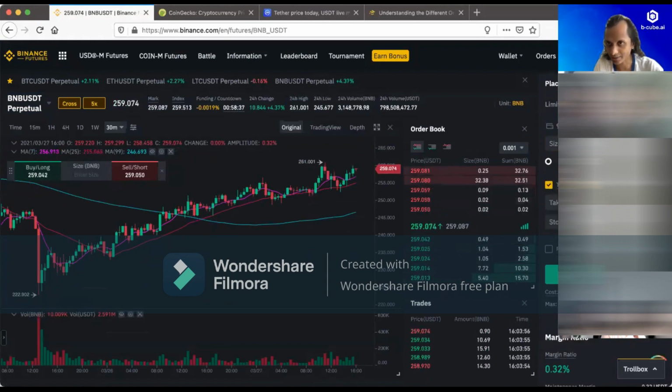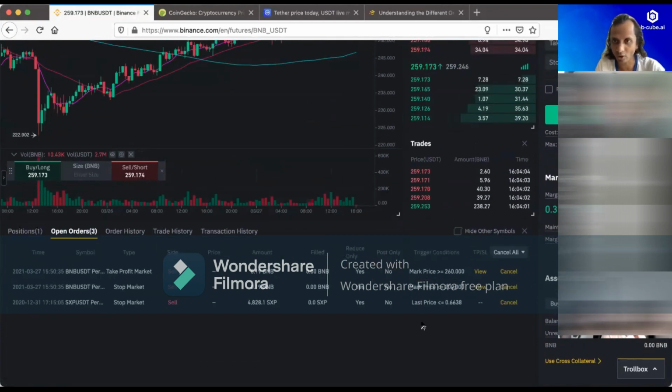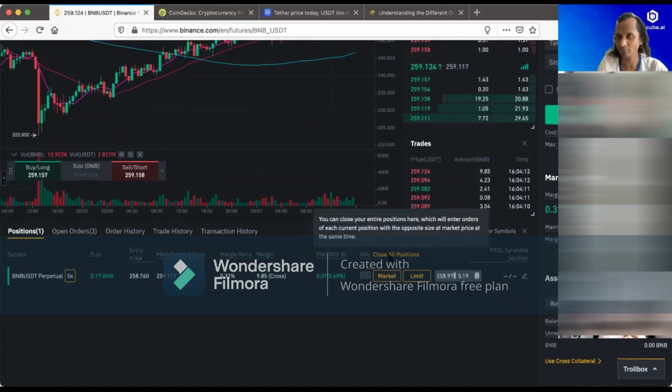But since I selected this now, there is something open here. If you go to open orders, you see a lot of orders here. So go here and click close all positions. Whenever you go here, a pop-up will come that gives you an explanation. You can close your entire positions here, which will enter orders of each current position with the opposite size at market price at the same time.